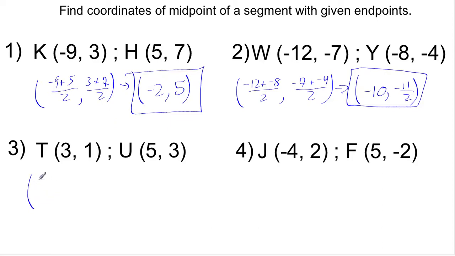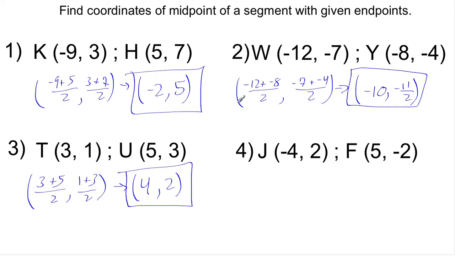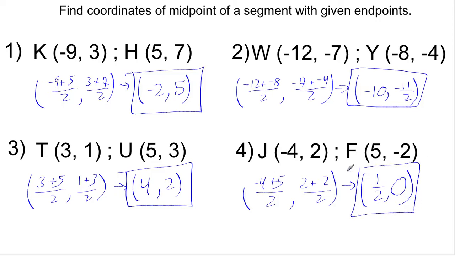For number 3, I add the x values, 3 plus 5 divided by 2, and I add the y values, 1 plus 3 divided by 2. This gives me 3 plus 5 is 8, divided by 2 is 4, and 1 plus 3 is 4, divided by 2 is 2. And finally, this last one, if I add the x values, I get negative 4 plus 5 divided by 2. If I add the y values, I get 2 plus negative 2 divided by 2. So this is going to give me 1/2, again leaving that as a fraction. And here 0 divided by 2, which is just 0.